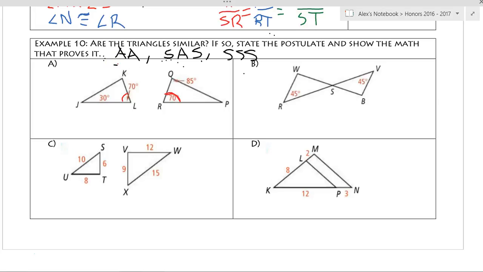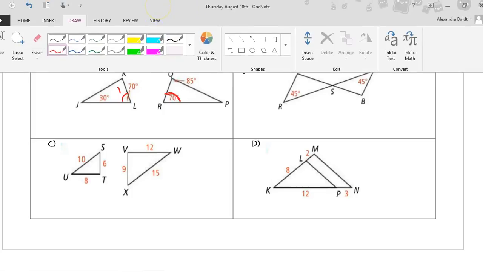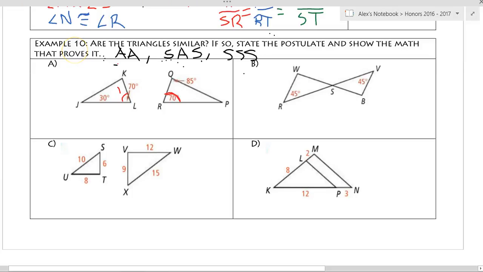Right here, I only know this 30-degree angle. I have no idea what K is. K could be 85, or P could be 30. So what I'm going to do is solve for my missing angle, using what we talked about the other day, the triangle angle sum. All angles in a triangle add up to 180 degrees.